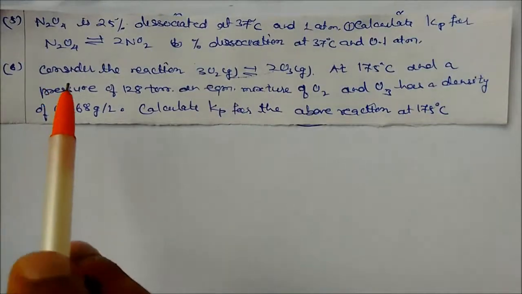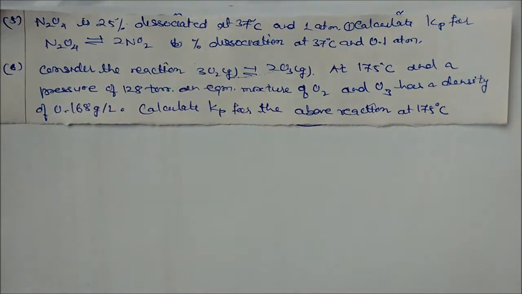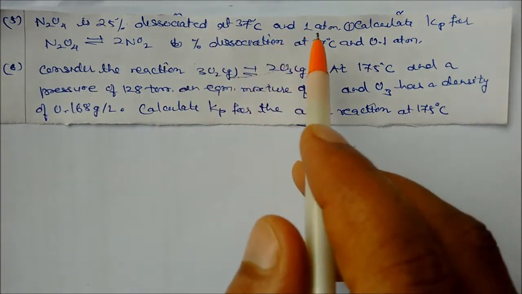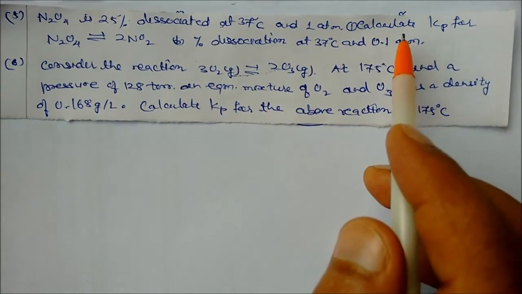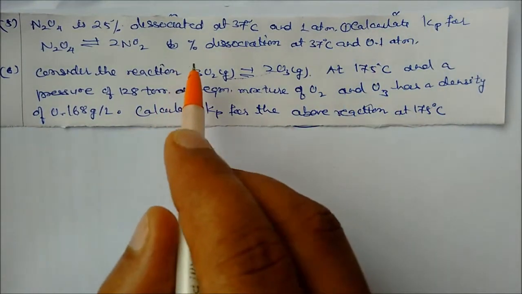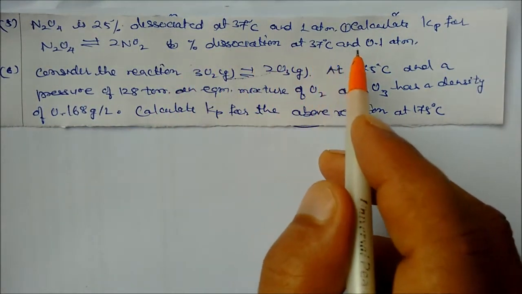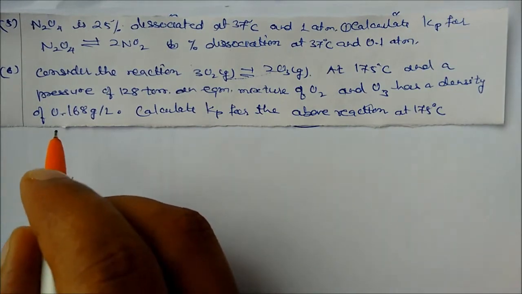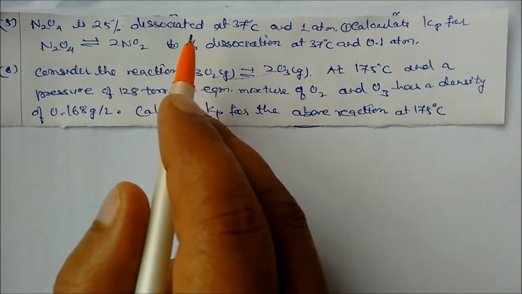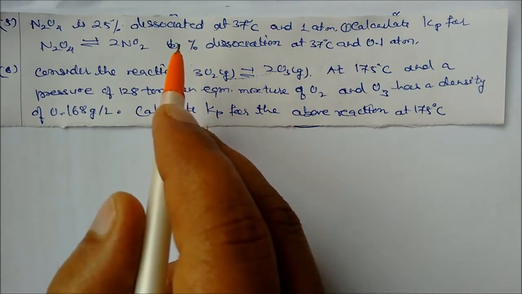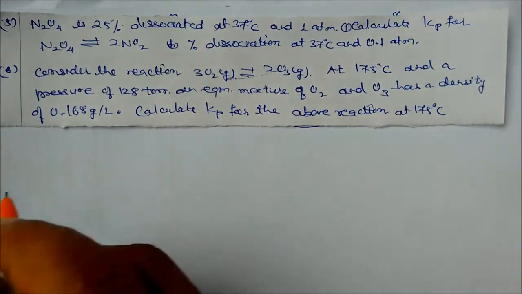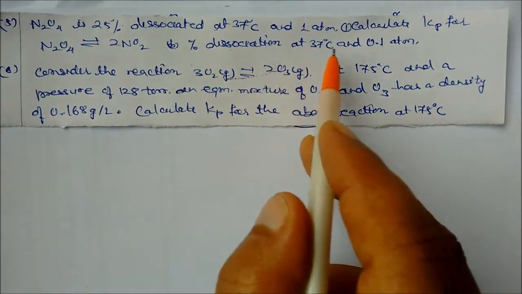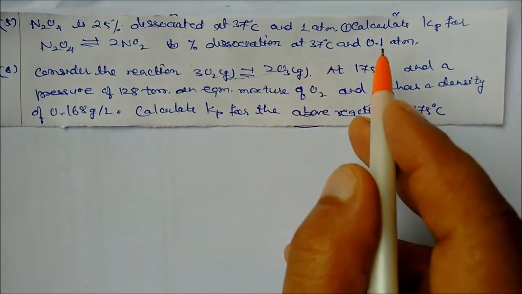Here N2O4 is 25% dissociated at 37 degrees centigrade and 1 atmospheric pressure. Calculate the Kp for N2O4 ⇌ 2NO2. The second question is the percent of dissociation at 37 degrees centigrade and 0.1 atmospheric pressure. So again we have to find the first Kp, and after finding Kp we have to find this for the second one.